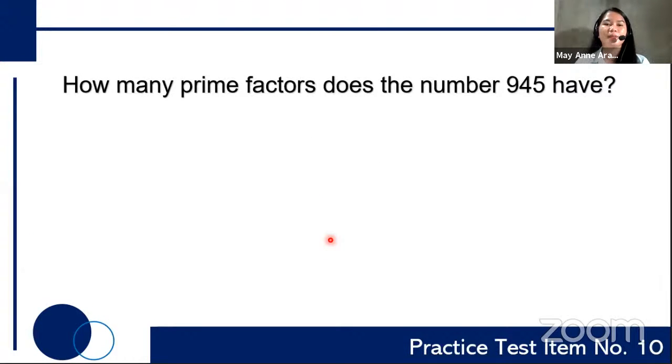Okay, next. How many prime factors does the number 945 have? A, 5; B, 6; C, 7; and D, 8. Okay, answers?